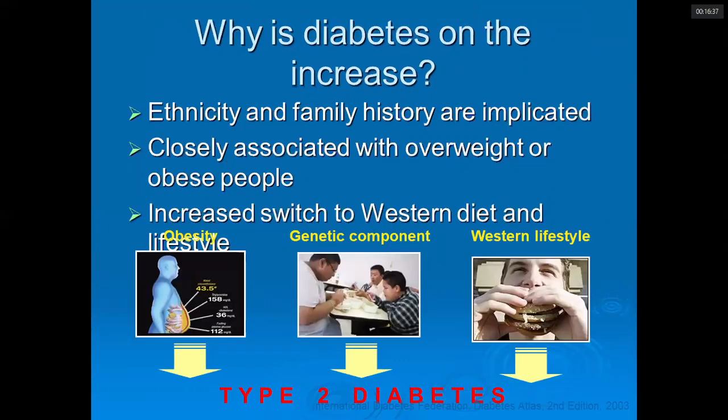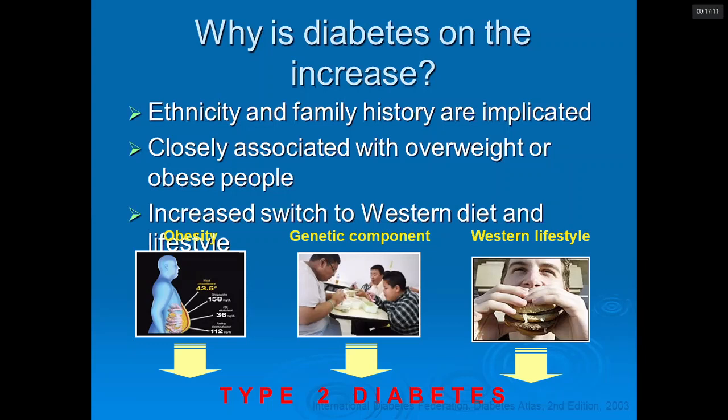Why is diabetes on the increase? Ethnicity and family history are implicated. They run in families, especially certain ones: 50% of the Pima Indians suffer from diabetes, which is the highest number in the world, in the original Americans, more than 50%. Hispanics are also much higher than white Americans, okay?